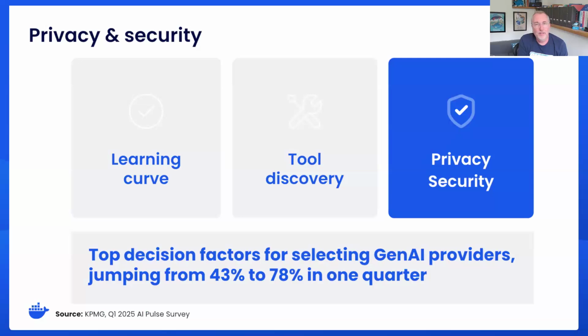And the big one, privacy and security. Developers need to know that data is protected, that their tools are free from threats, and that sensitive information isn't leaking everywhere. So data privacy and security are now the top decision factor for selecting GenAI providers. This number actually jumped from 43 to 78% in just one quarter.